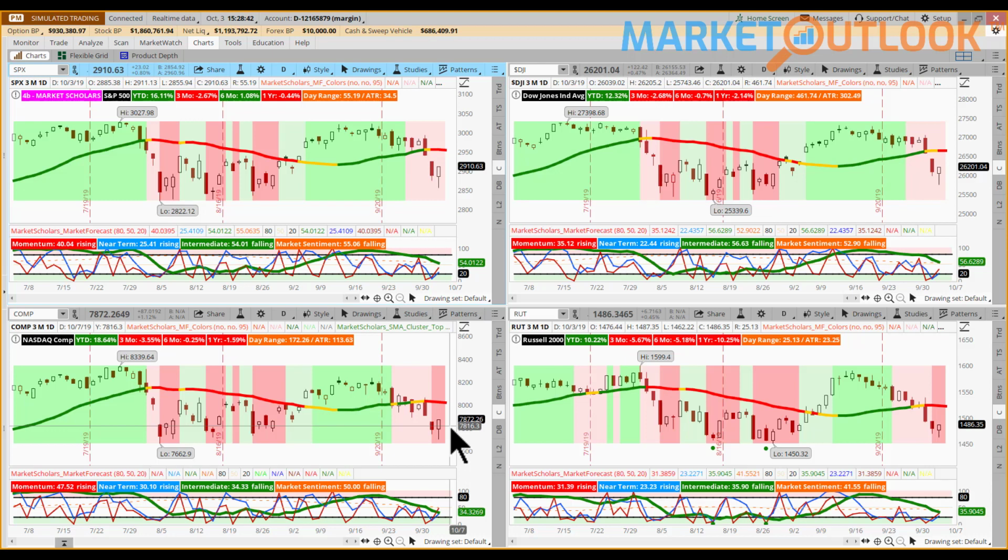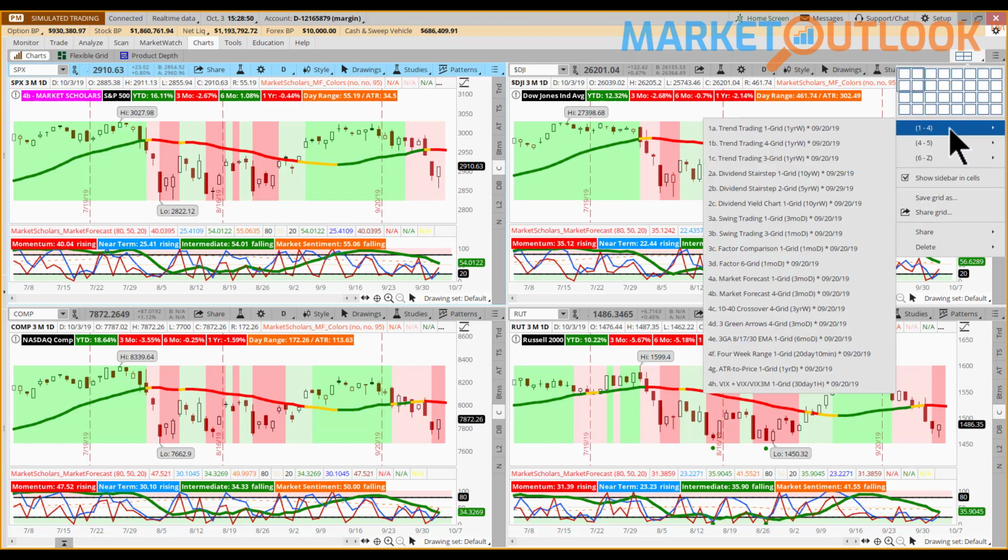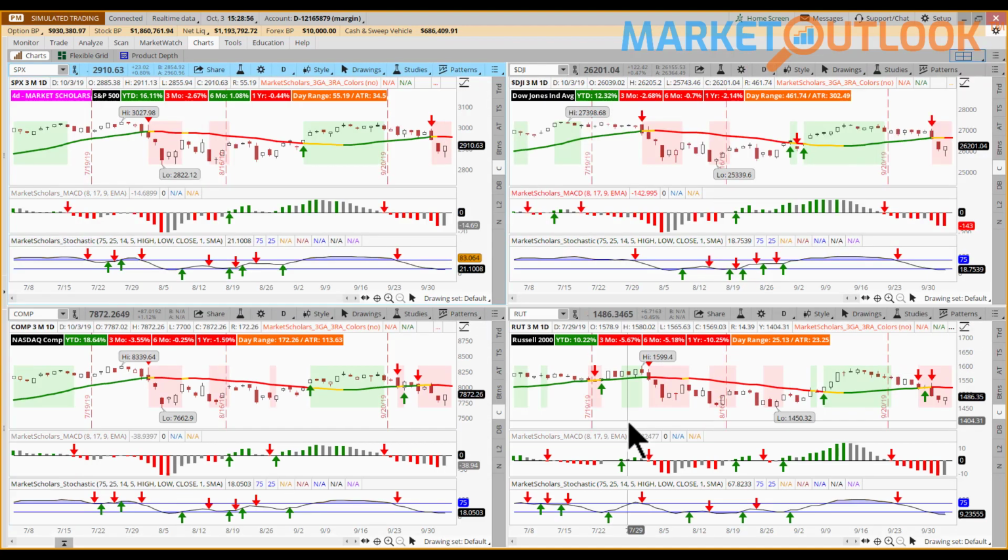Now that we know that we still retain our bearish postures across the board, we can take a look at the markets from a slightly different vantage point. In this case, let's go ahead and talk about our 3 green arrows. This is chart 4D.